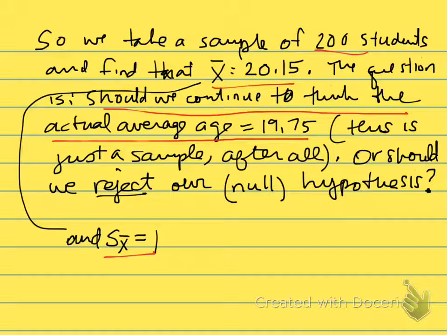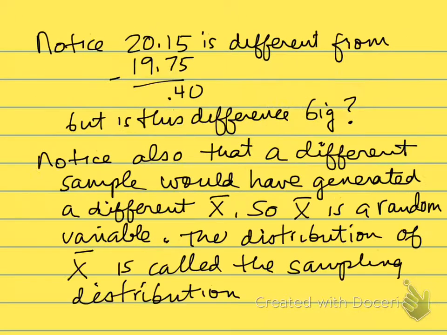Because after all, what we've got here is just a sample, and in our sample it's 20.15, so maybe we shouldn't change our hypothesis that the average age is 19.75, or maybe the sample of 200 students should lead us to revise our hypothesis or reject our null hypothesis, and maybe formulate a new hypothesis. And presumably our new hypothesis would be that maybe the average student at Santa Clara is actually a little older than 19.75. So that's our question. That's our hypothesis test.